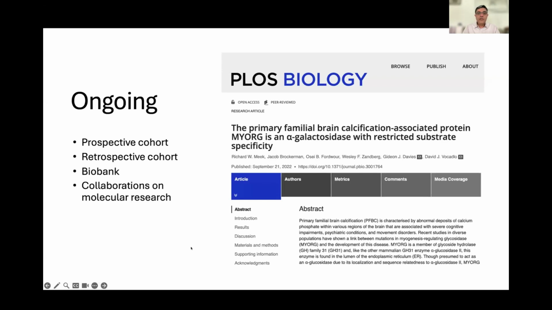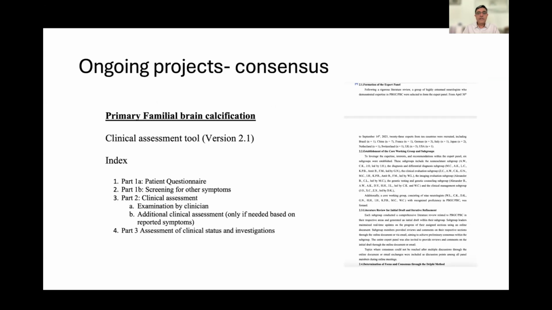We are also working on quite a lot of research at Queen's Square. So we've got a prospective cohort, we've got a retrospective cohort, we have a biobank, I'll tell you more about it. And then we're having collaborations on molecular research.